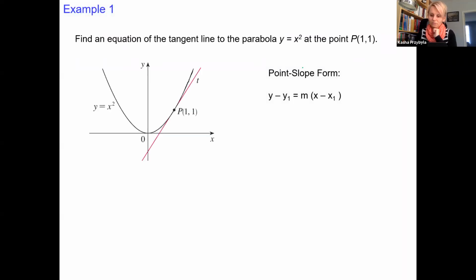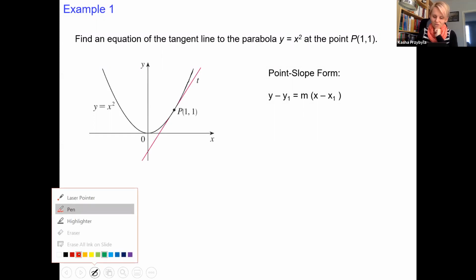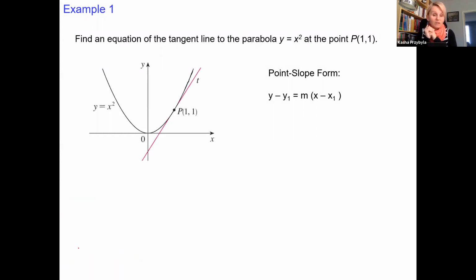Okay, let's try to solve the first question. Find the equation of the tangent line to the parabola y equals x squared at the point 1, 1. From algebra, I can use the point-slope form of the line because a tangent line is a line. That means I have a point: y minus y sub 1 equals m, which is the slope, times x minus x sub 1. x sub 1 and y sub 1 are simply the point.